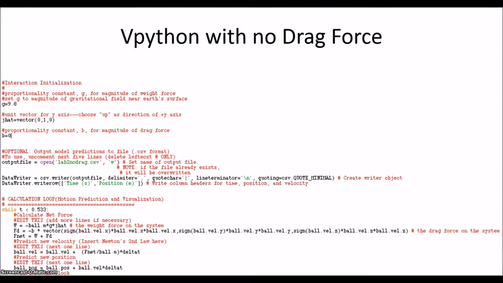Here's the code that was used to create a computational model without a drag force. What makes the drag force 0 here is the fact that b is equal to 0. The equation for drag force here is negative b times the velocity squared.